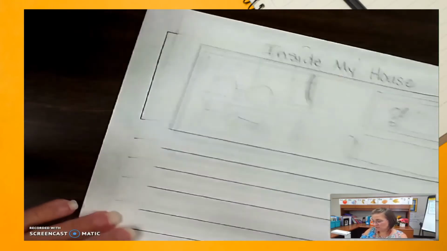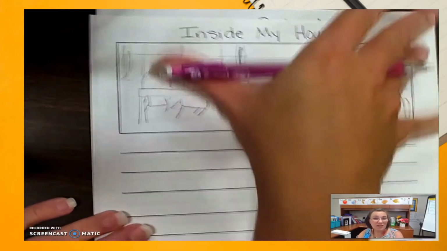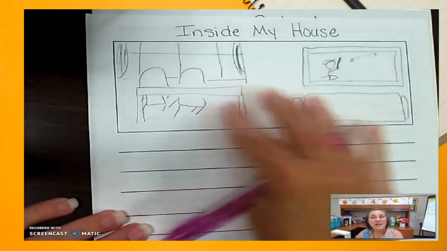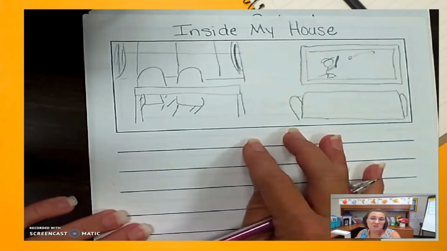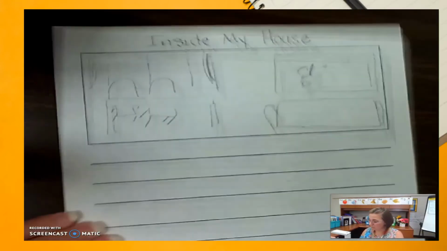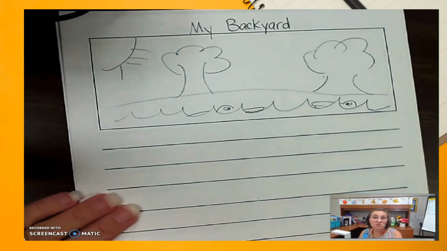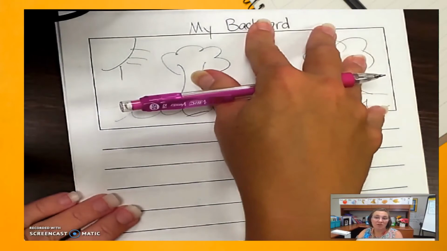On my next page, I wrote inside my house at the top. So I would remember that that's what this whole page is going to be about. And I did a little sketch about inside my house. Once I have my headings and my sketches, remember, I'm ready to start writing. Everything on this page needs to be true, factual information about my backyard.